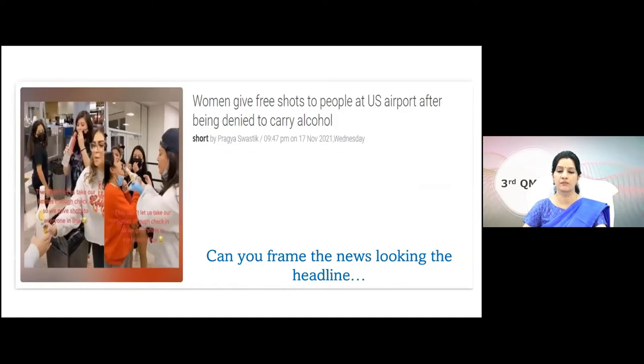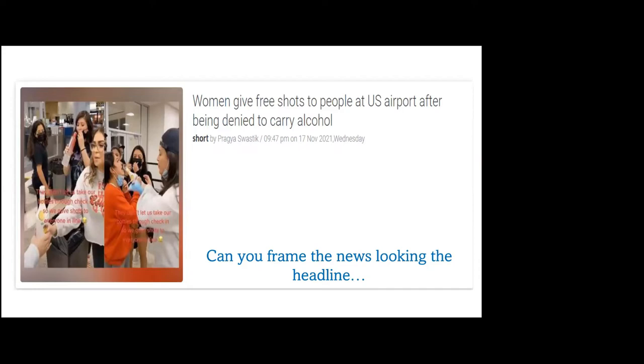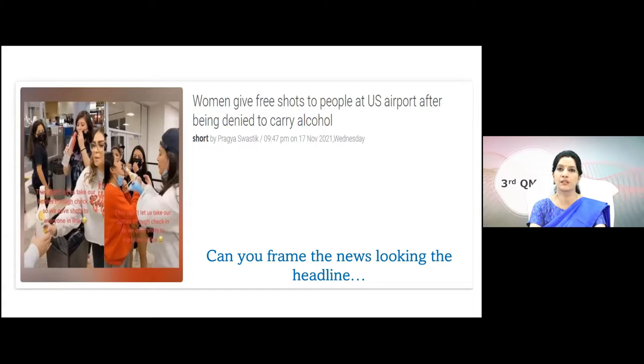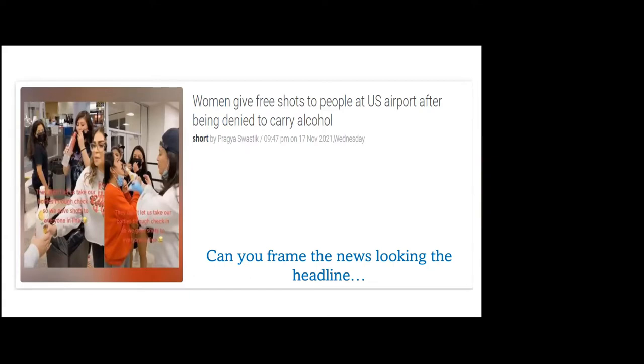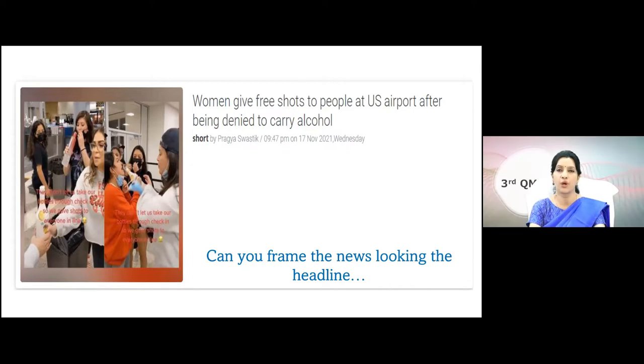Now see this. Can someone read the news heading? Oh, yes. Ashwini is writing, negative is lost, bitter, furious, annoyed. Yes, you are right. Manisha, can you read this? Yes, ma'am. Woman gave free shots to people at US airport after being denied to carry alcohol. Okay. So can you frame the news looking at the headline? This was a headline. What must have happened?